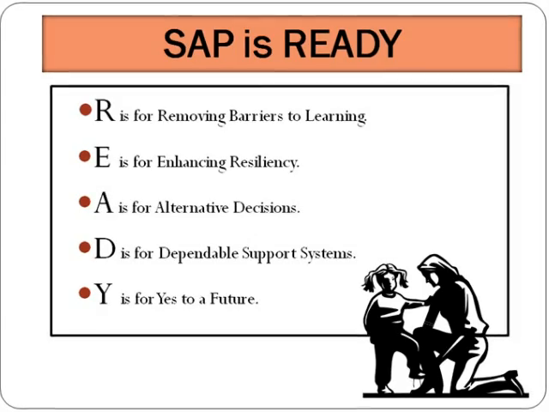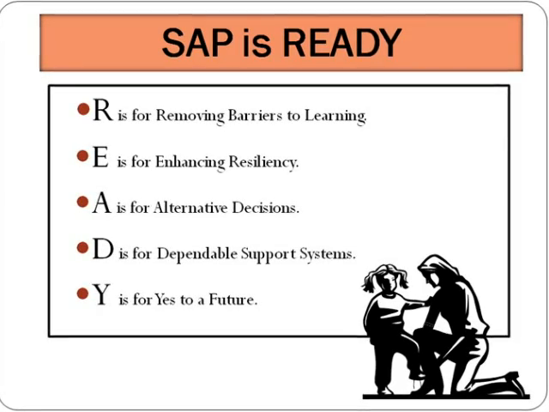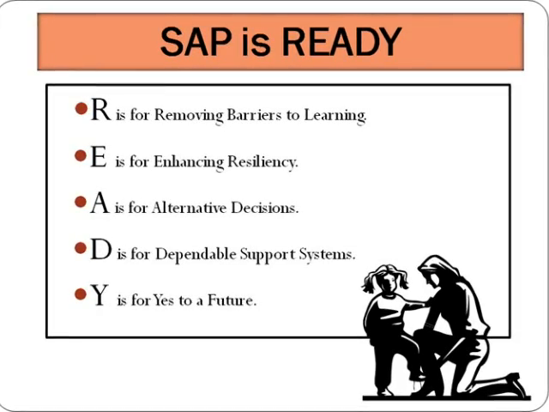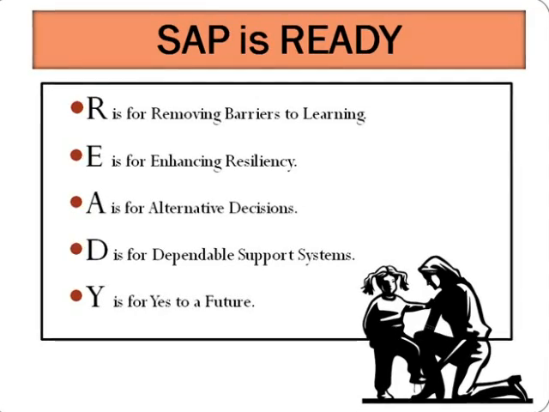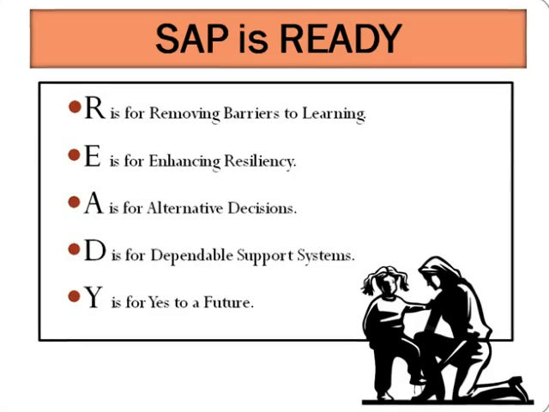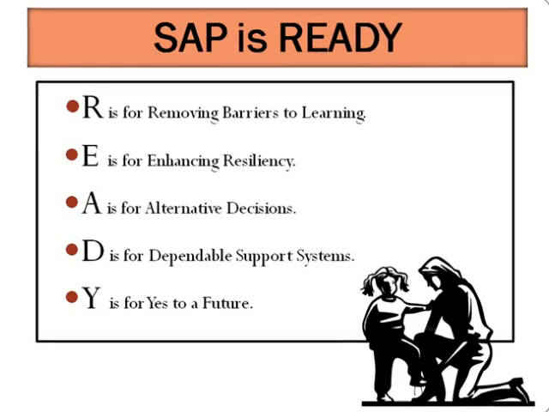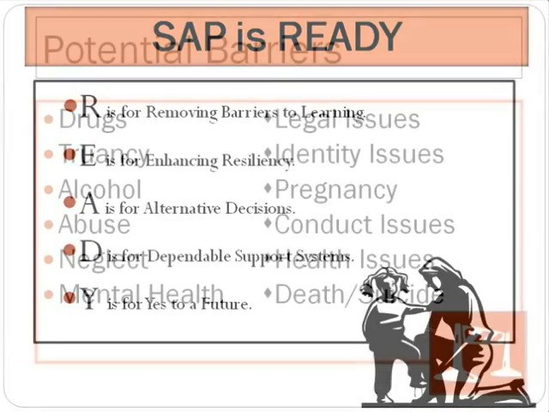SAP has an acronym known as READY. R is for removing barriers to learning, E is for enhancing resiliency, A is for alternative decisions, D is for dependable support systems, and Y is yes to a future.